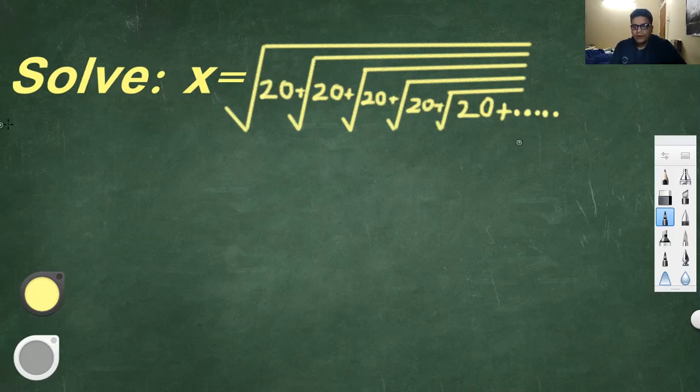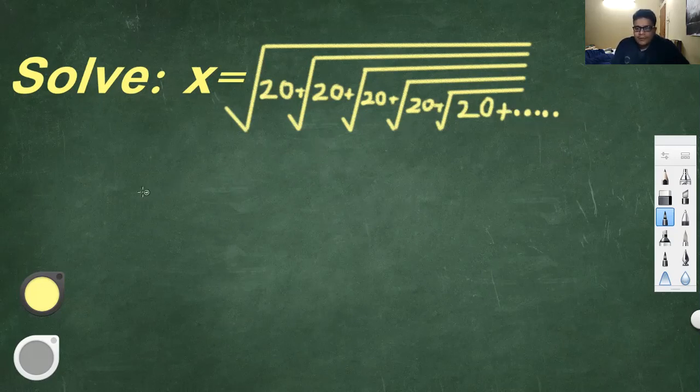So we have our question as solve for x. So what will be the value of x? And here it is an infinite loop of square rooting of 20 plus 20 plus 20 plus 20 plus 20 and so on, as you can see. So what do we do in such cases? As you can see, as the root over 20 plus, this indentation keeps on going and going.